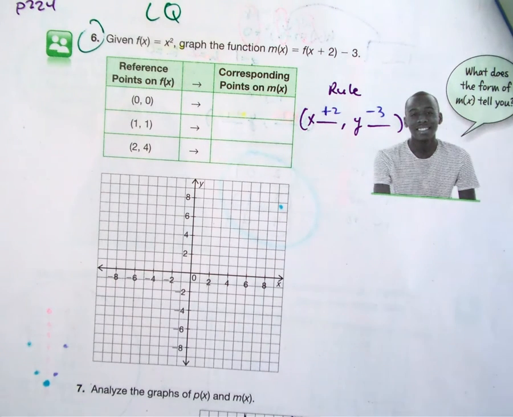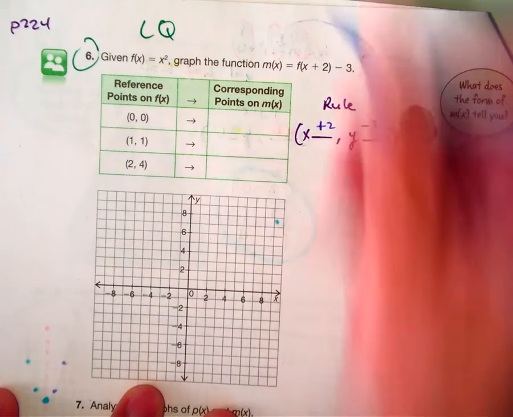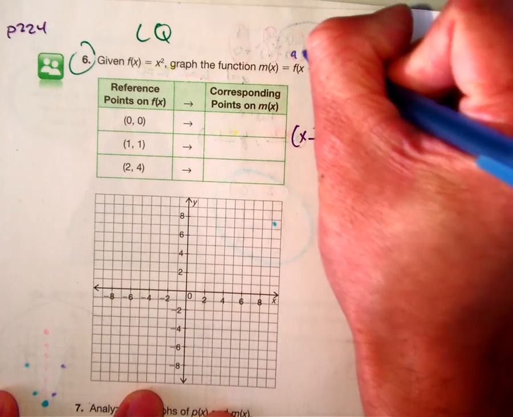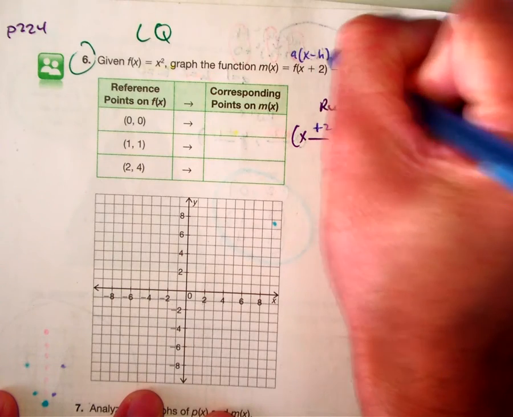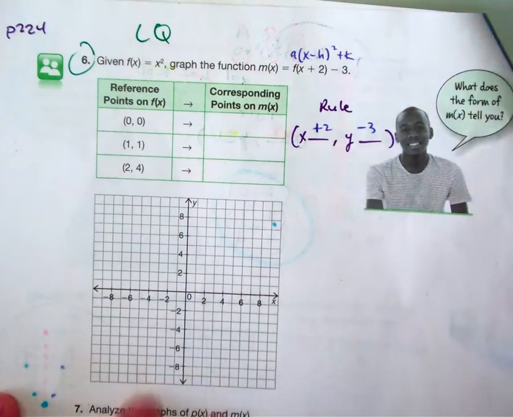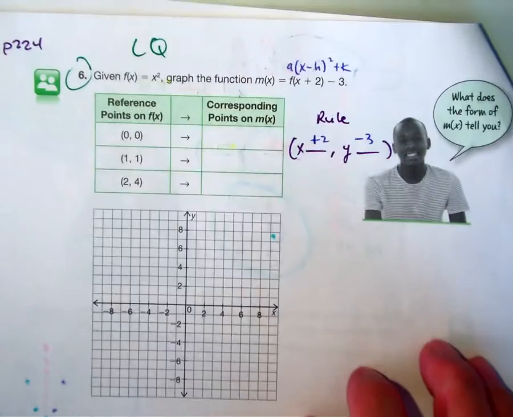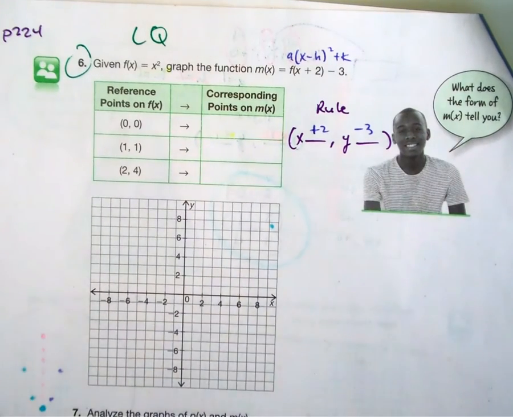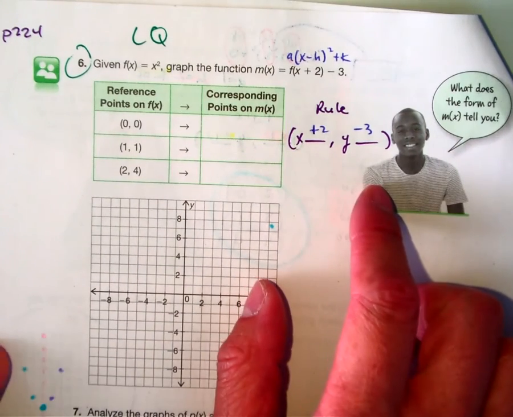Aya, can you tell us what vertex form is? Yeah, it's a parentheses x minus h plus 2.